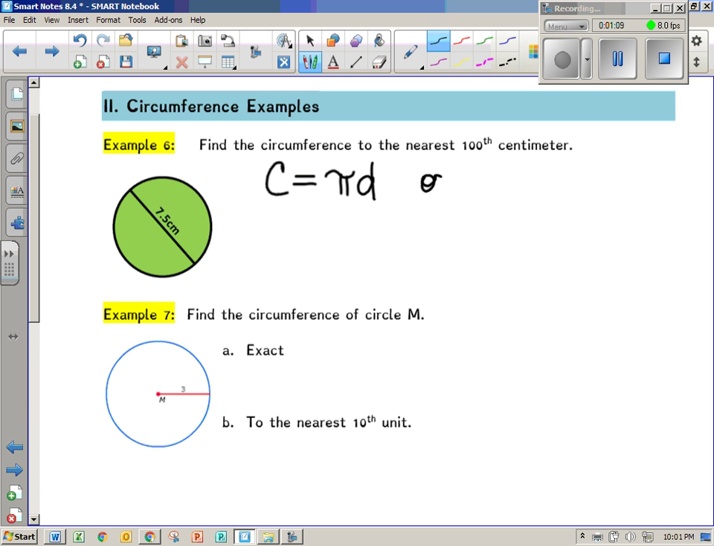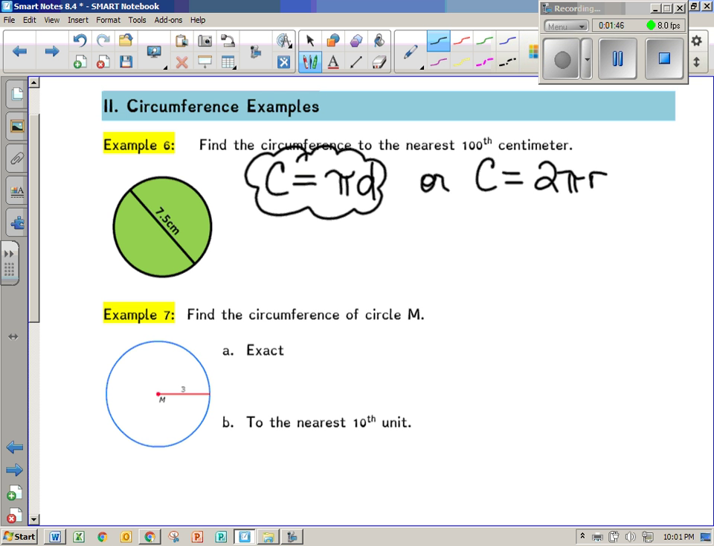Or another way to think of the formula is 2 times pi times radius. Well, 2 times the radius is the same as d. So I like to really just think about this formula right here, and if I have radius, well, then I'll just double it and still use this same formula.